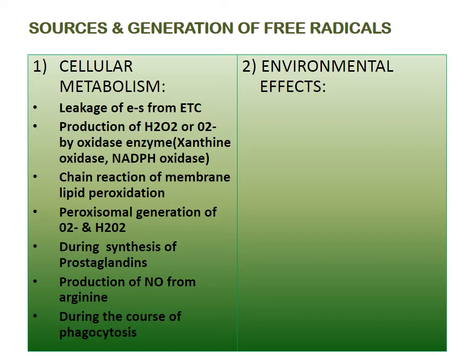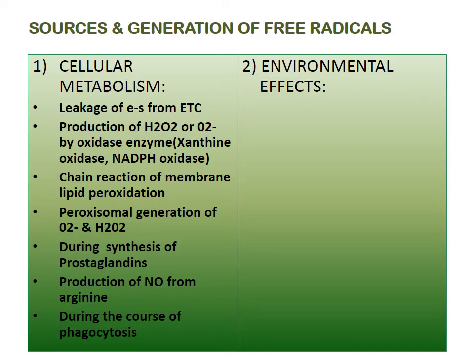During the course of phagocytosis, that is when foreign particles or foreign molecules come inside the cell and the cell fights against them, that forms free radicals. For phagocytosis, the NADPH oxidase enzyme is used and that produces free radical formation.